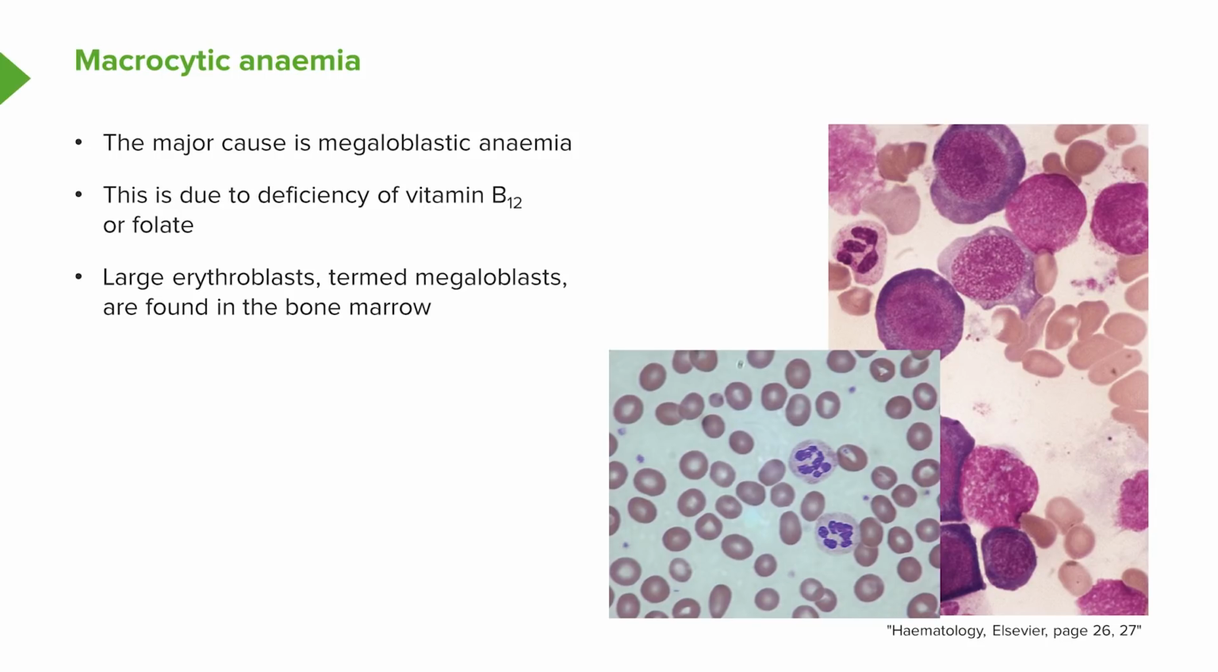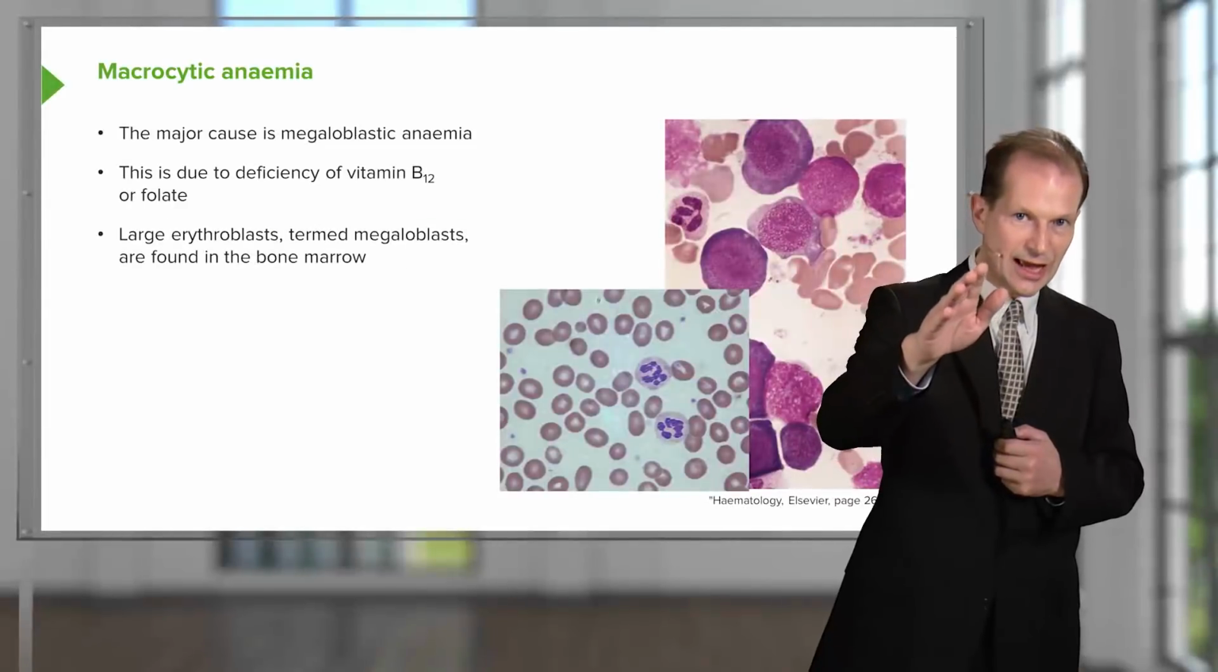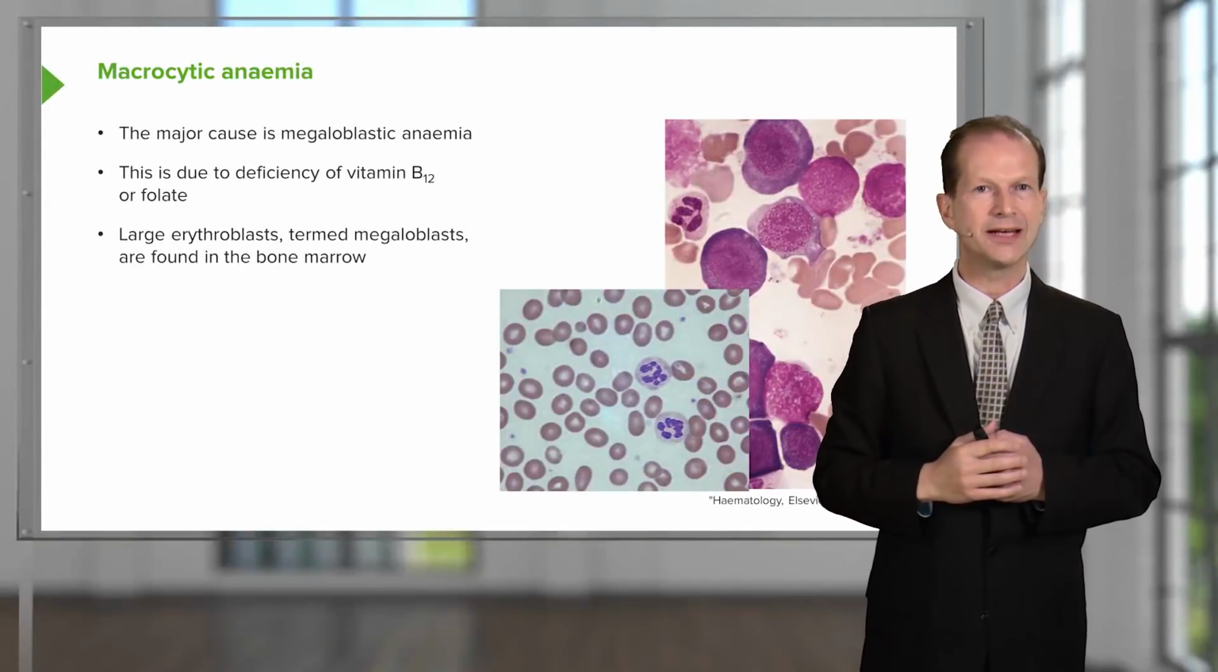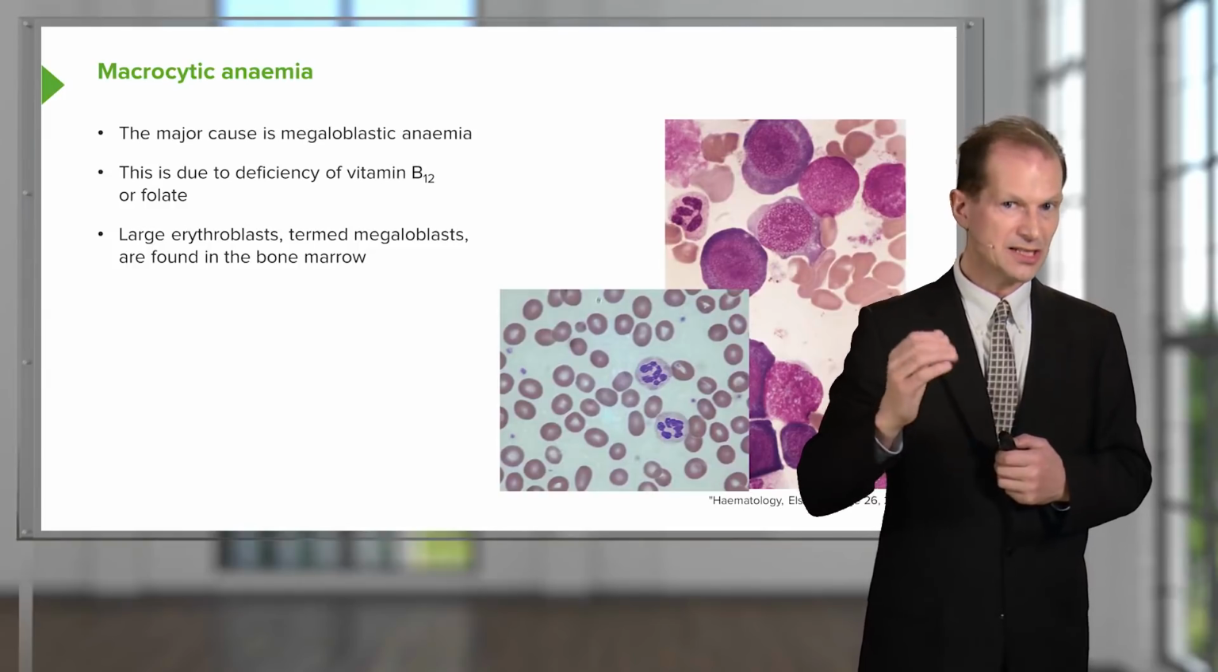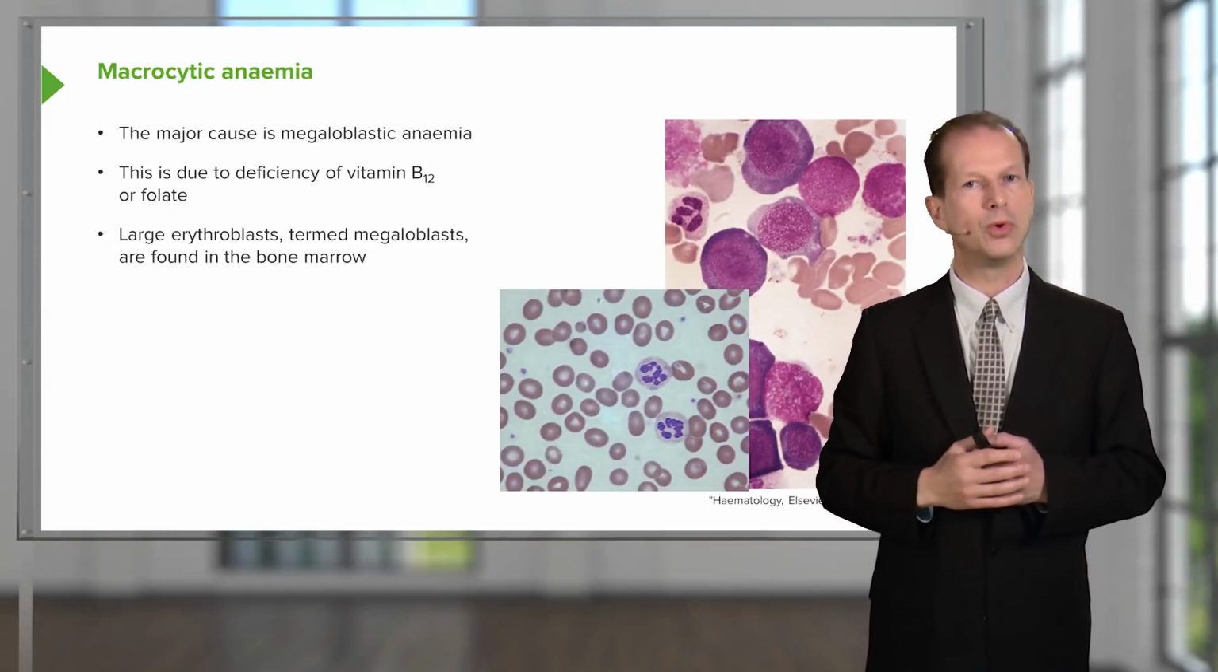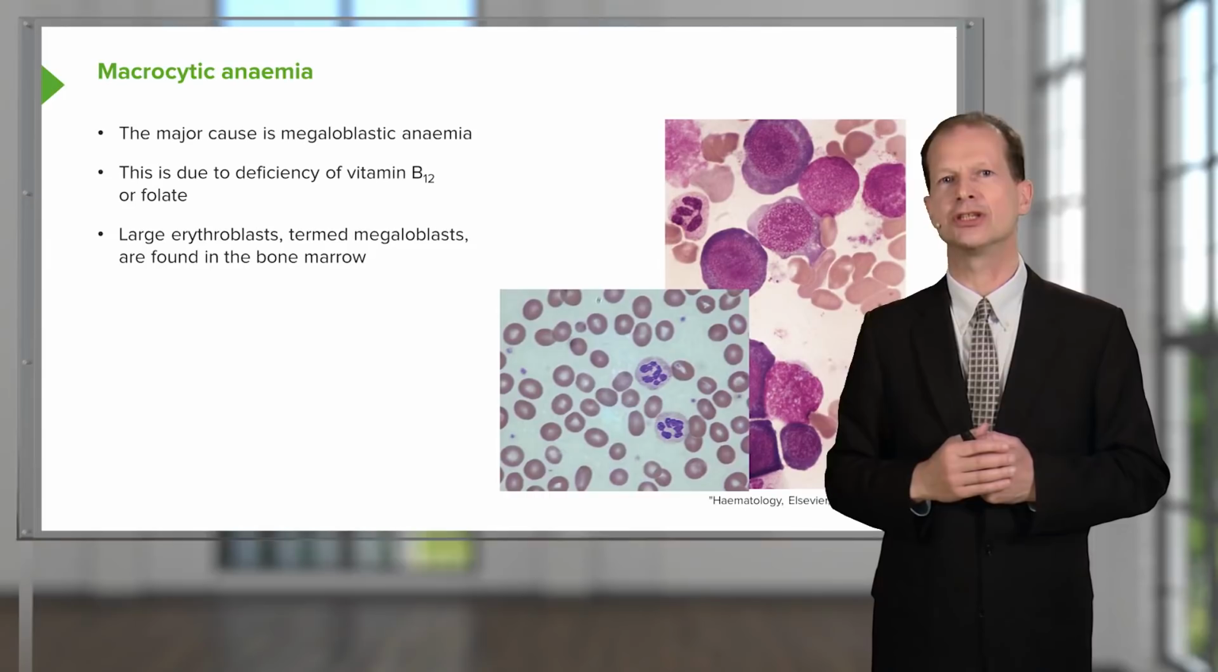A characteristic feature within the blood film is shown at the bottom, and you'll see two white cells, which you'll recognize as neutrophils. Now, neutrophils have multi-lobed nuclei, and you will see there more lobes than you would expect, normally up to 5, but in this condition you can see more than that. It's a characteristic feature of megaloblastic anemia.